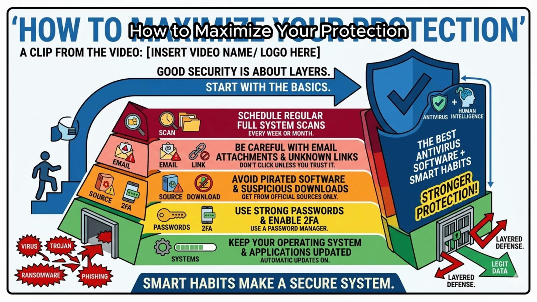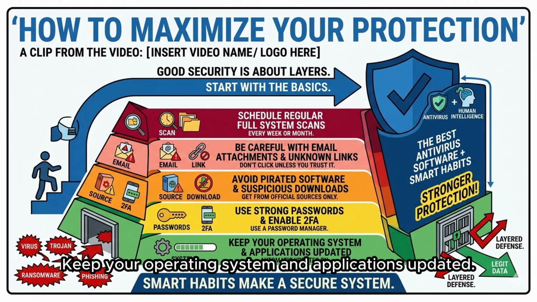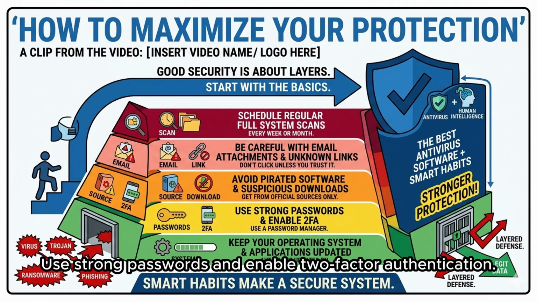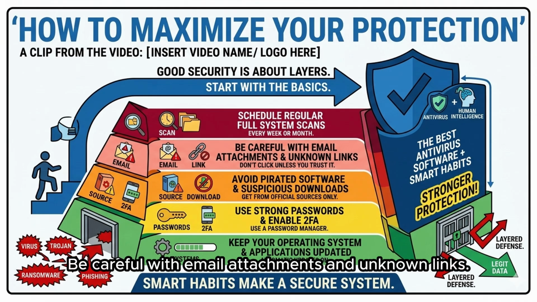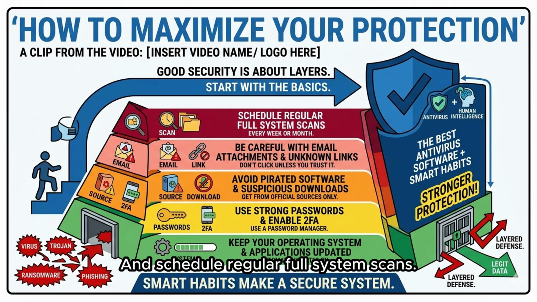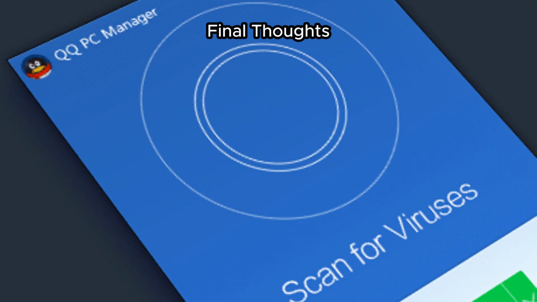How to maximize your protection. Good security is about layers. Start with the basics. Keep your operating system and applications updated. Keep strong passwords and enable two-factor authentication. Avoid pirated software and suspicious downloads. Be careful with email attachments and unknown links. And schedule regular full system scans. The best antivirus software combined with smart habits provides strong protection.